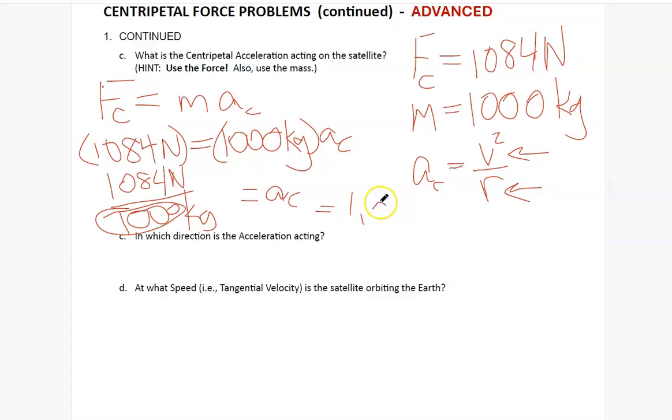We get 1.084, and it's acceleration, so we know our units are going to be meters per second squared. And that's our centripetal acceleration.